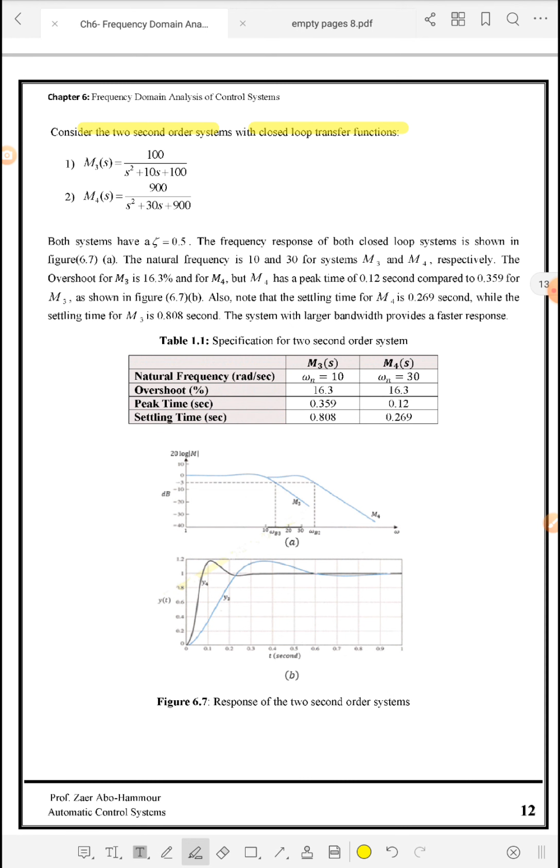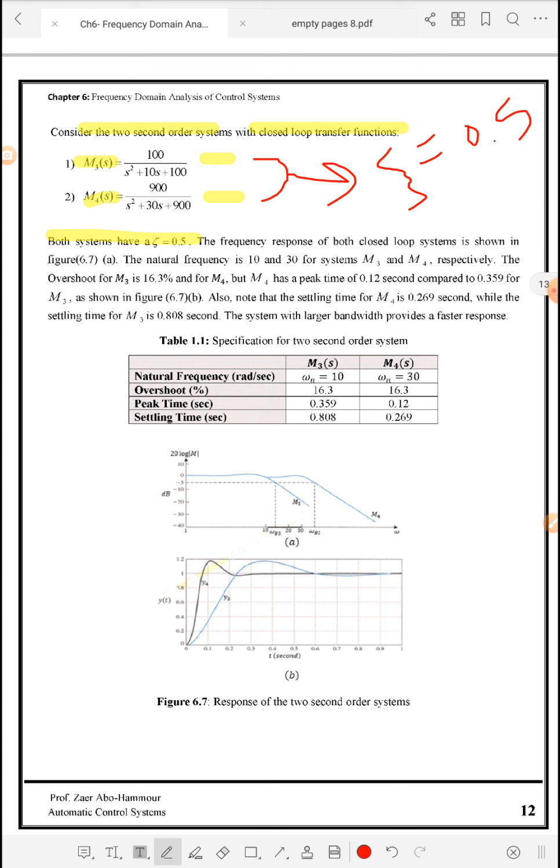Okay, and their closed loop transfer function, M3 and M4. And this is the transfer function of M3 and this is the transfer function of M4. Here, both systems have zeta constant for both of them. Zeta is equal to 0.5. So, for system 1 and system 2, both of them have zeta equal to 0.5. So, what's the difference between the two systems?